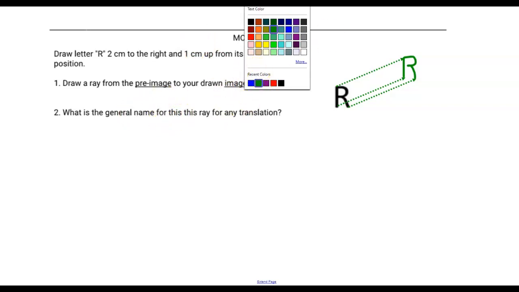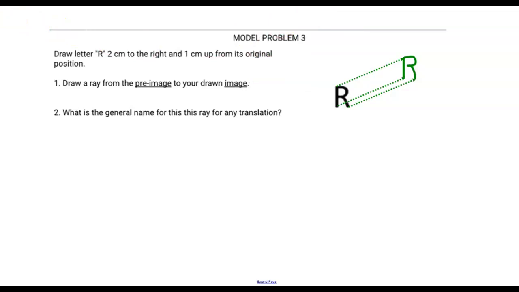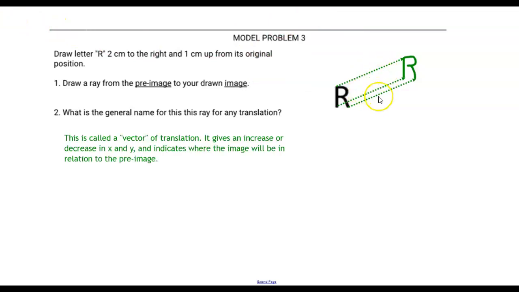Now that I've already given away the answer, the question is, what is the general name for this ray for any translation? That would be the vector. We call these vectors of translations, or simply vectors. It's an increase or decrease in x and y, and in this case you can tell that we increased in x horizontally by 2, and we increased in y vertically by 1. And it indicates where the image is going to be in relation to the pre-image.